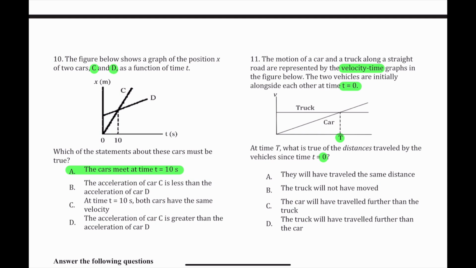Here, to get the distance from a velocity-time graph, we need to get the area under the curve. So the truck, which is the area of a rectangle, covered more distance than the car, which is the area of a triangle. So the truck covered more distance. Let's check the answers. Here it's D. The truck will have traveled further than the car.